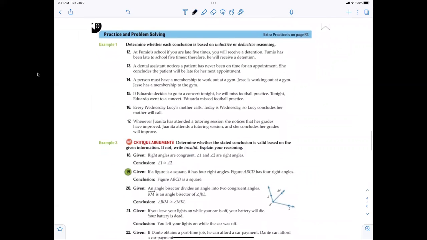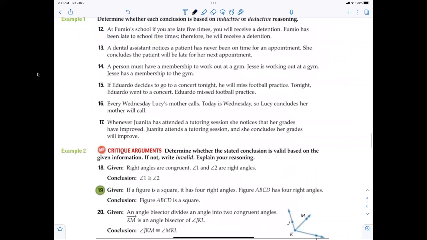All right, then there's just more of this. So let's look at this real quick. 13, a dental assistant noticed the patient has never been on time for an appointment. She concludes the patient will be late for her next appointment. What is that? Inductive. Good.